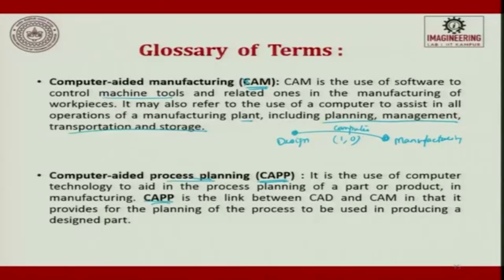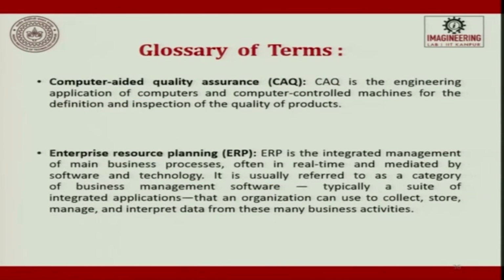Then a human has to intervene, edit based upon the drawing or sequence availability of the material and make a process plan. In manufacturing, CAP is a link between CAD and CAM in that it provides for planning of a process to be used in producing a designed part.